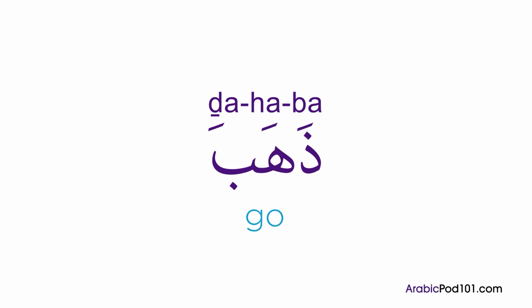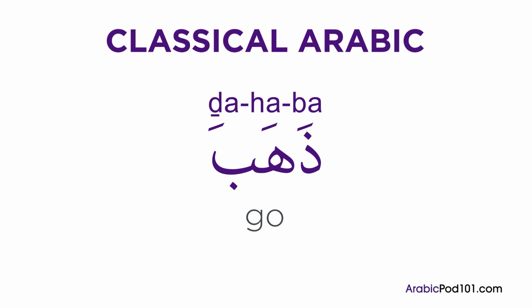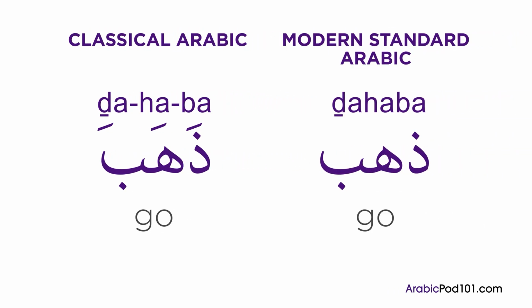Take the verb for go in Arabic. Classical Arabic will be written like this, and pronounced ذهب. Modern Standard Arabic, however, would remove the vowels, so it would appear like this, and be pronounced ذهب.